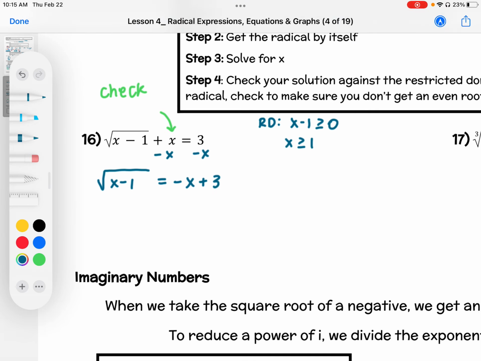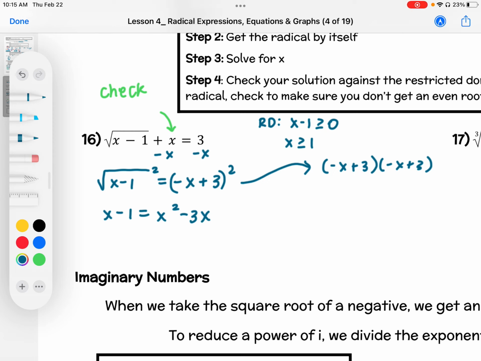And then we're going to square both sides. And don't forget that for this, we need to FOIL. So we need to do negative x plus 3 times negative x plus 3. So on the left side, we have x minus 1 equals, and then we have x squared minus 3x, minus 6x plus 9.